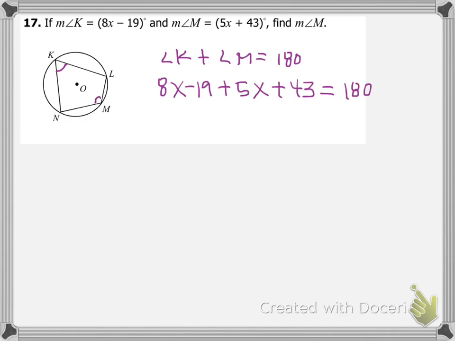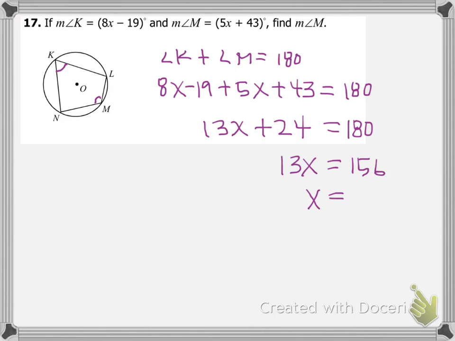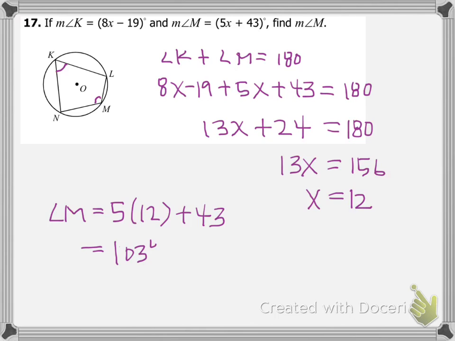Okay, so 8 plus 5 is going to give me 13x. 43 minus 19 is going to give me 24. Subtract your 24, so I'm going to get 13x is equal to 156, and x here is going to be equal to 12. If I want to find the measure of angle M here, then we plug it back in, so 5 times 12 plus 43. So it's going to give me 103.